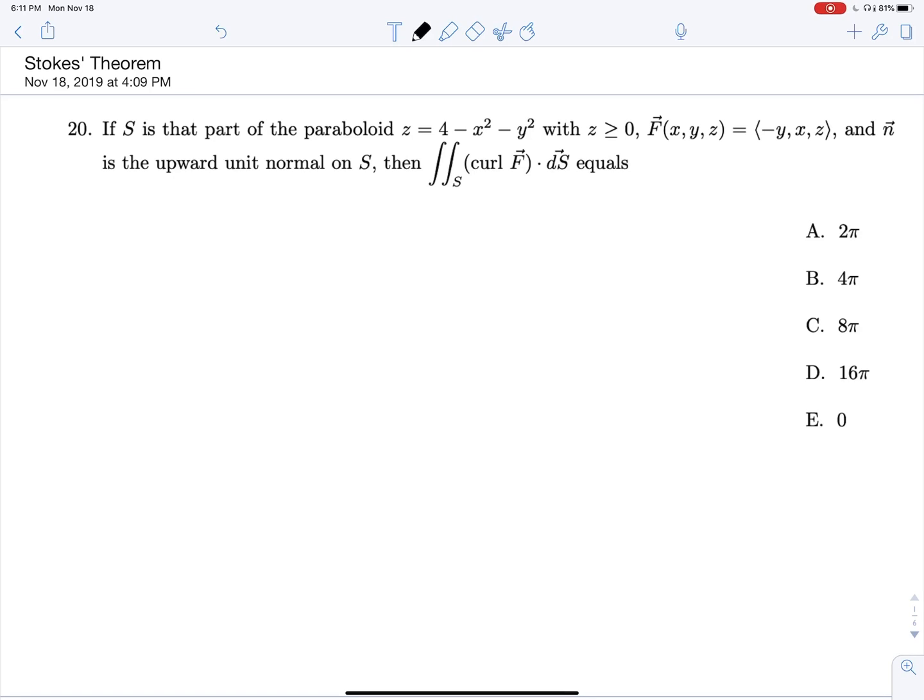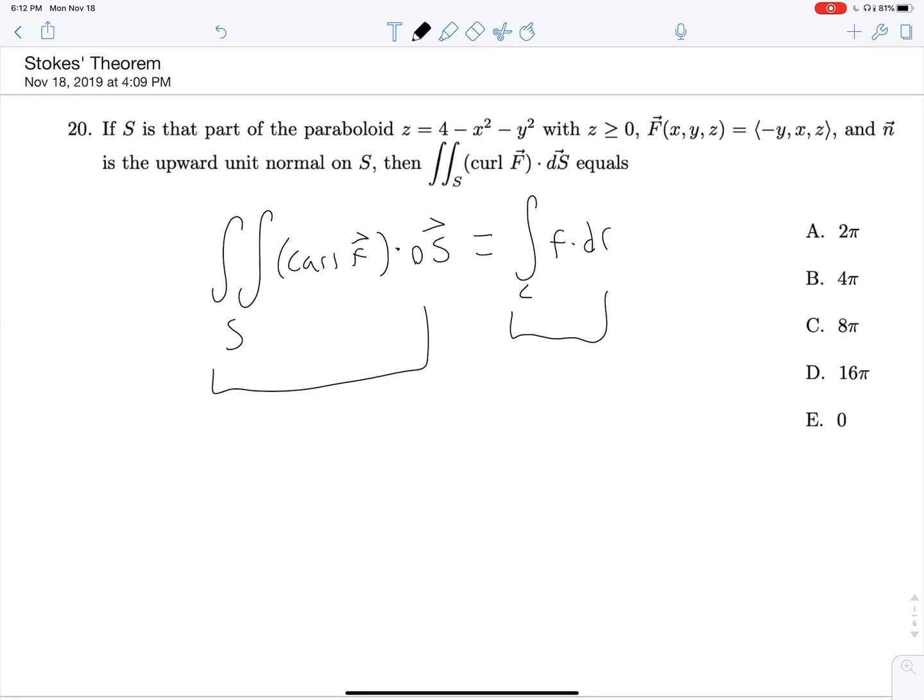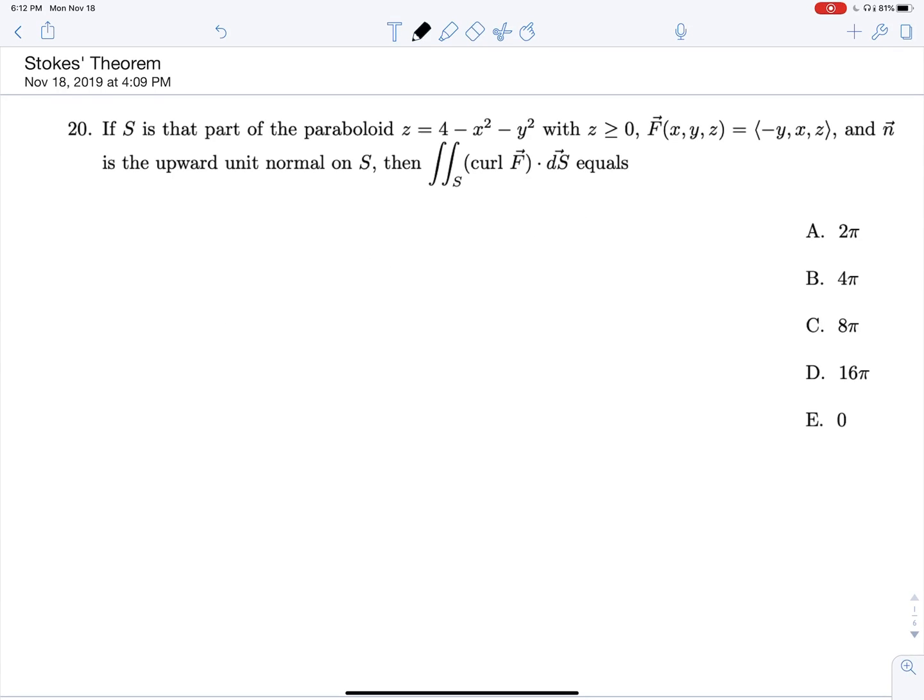So we know that Stokes Theorem generally states that the surface integral of the curl of f dot dS is equal to the line integral of f dot dr. And about half the time you'll be using this one, and about half the time you'll be using this one. So really it's just picking between which of the two is easier to use in either case.